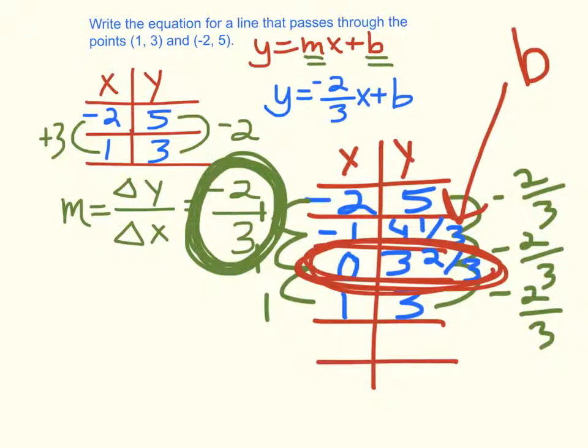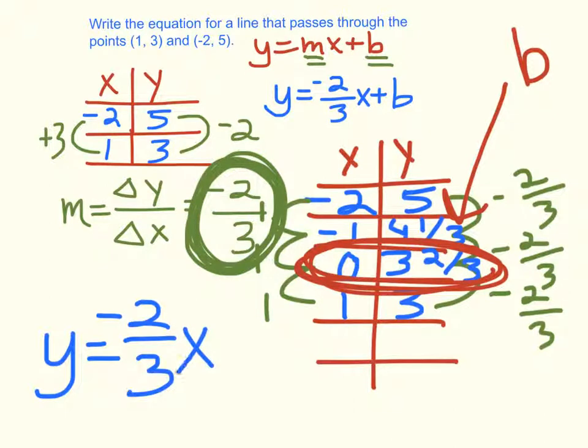So now we can write our final equation. y equals our slope, -2/3, times x, plus our y-intercept of 3 2/3.